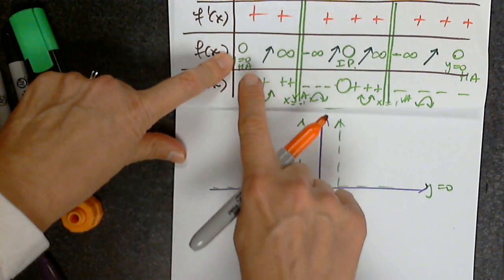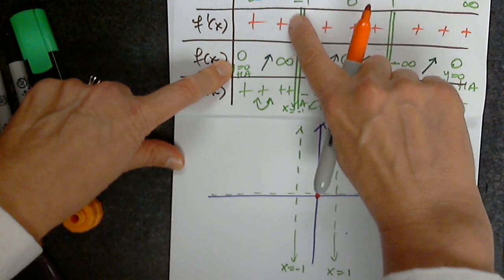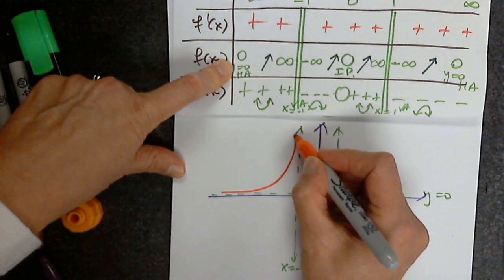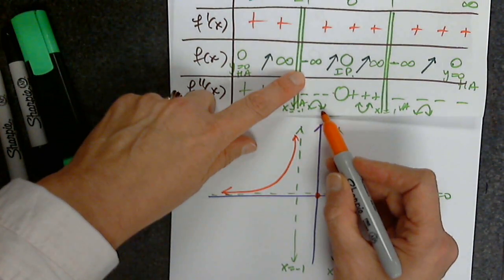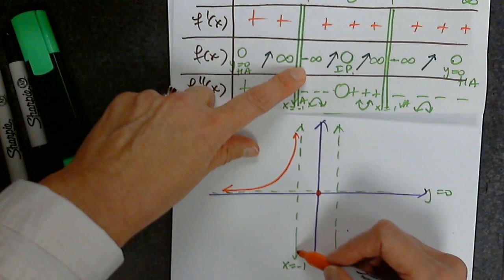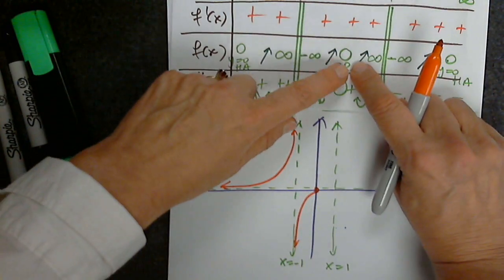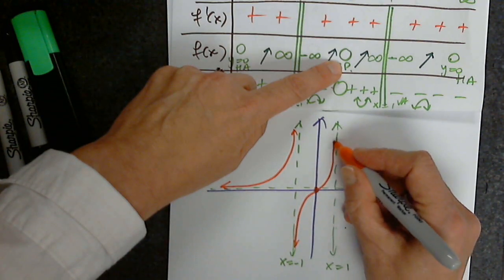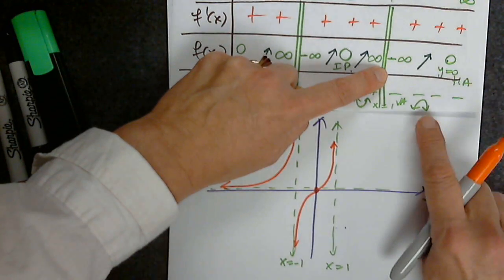So, from the horizontal asymptote, approaching 0, it's increasing to positive infinity on the left-hand side of the first asymptote, opening upward. In the middle, opening downward. From negative infinity, increasing to the inflection point. It changes concavity, still increasing, opening upward towards infinity. Finally, from negative infinity, increasing to 0, opening downward.